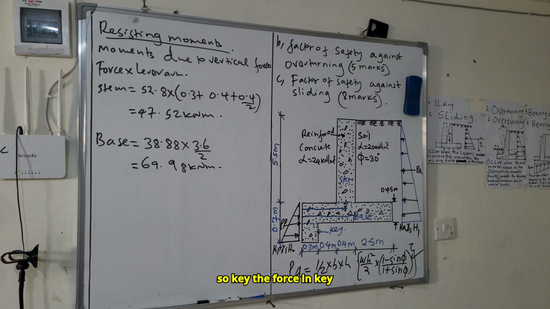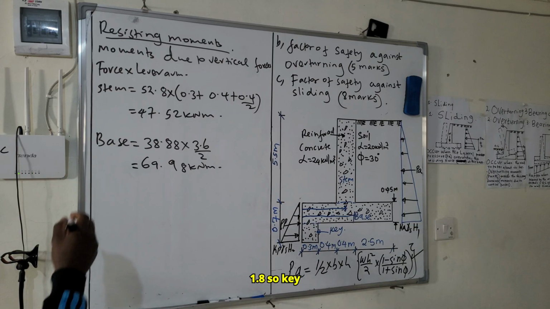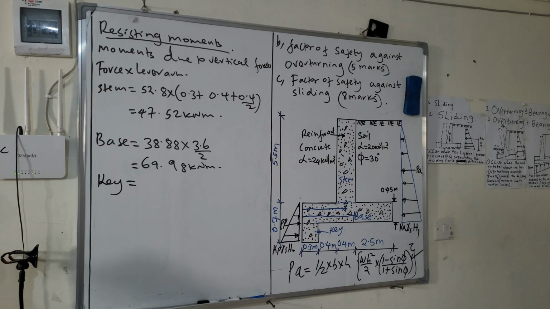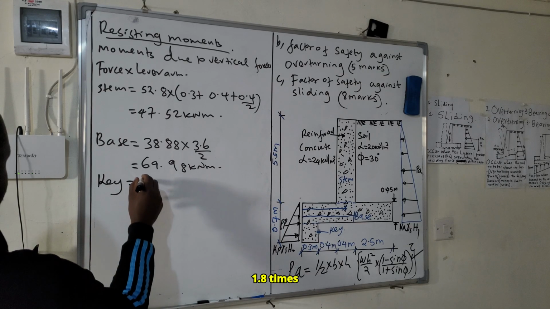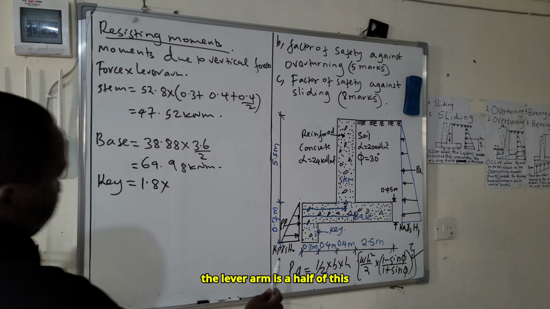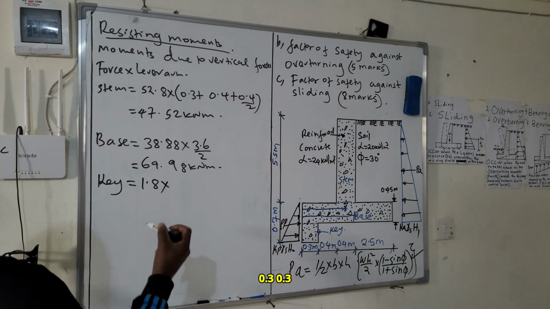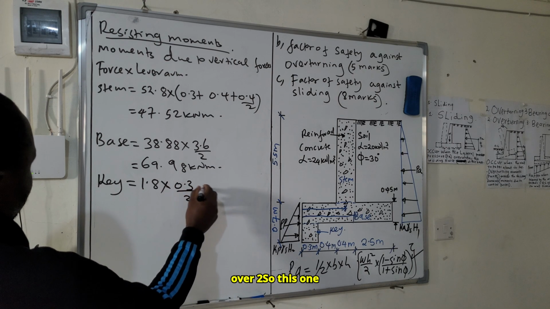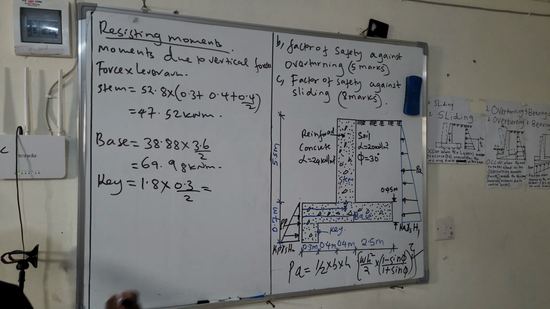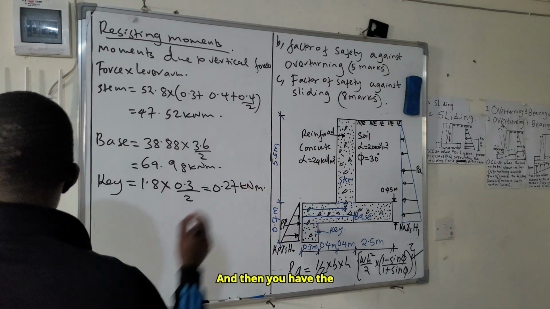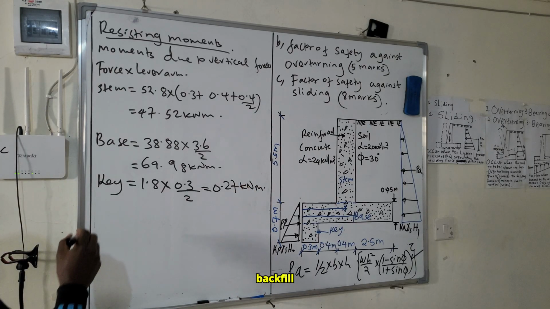So key, the force in the key is 1.8 times the lever arm, which is a half of this 0.3, over 2. So this one is equal to 0.27 kilonewton meter.